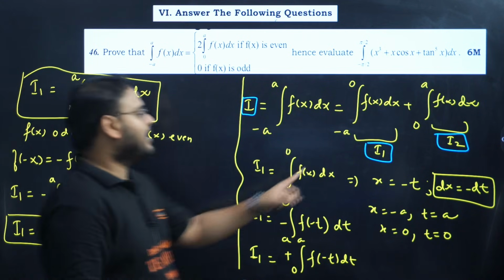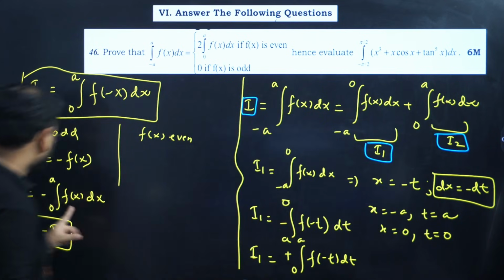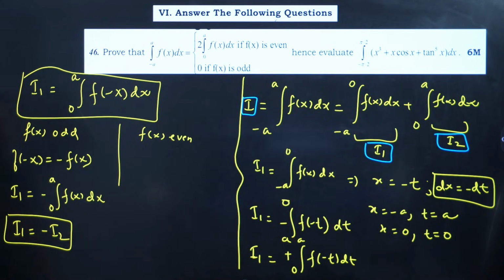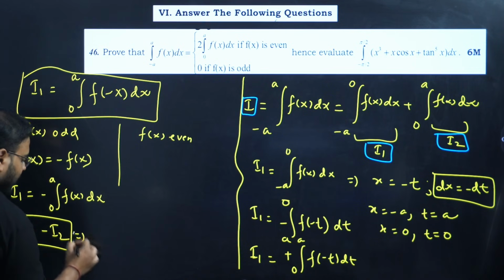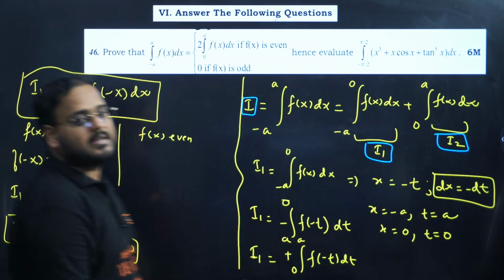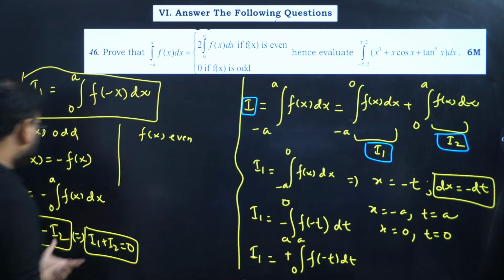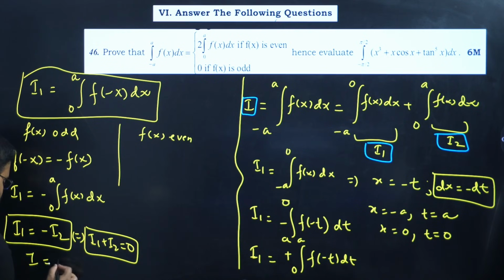Check here. I1 is this, and this is what? F of x dx 0 to a. It becomes simply minus I2. It means what? From here I get I1 plus I2 will be what? 0. So in this case, I1 plus I2 will become 0. So my integration capital I is coming as 0.